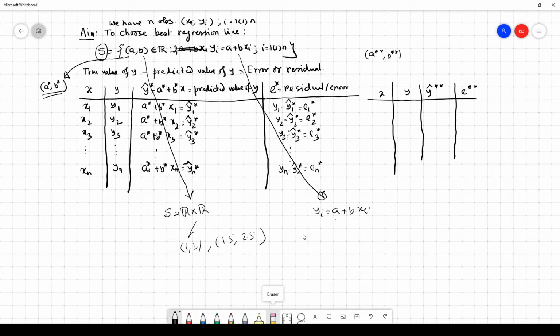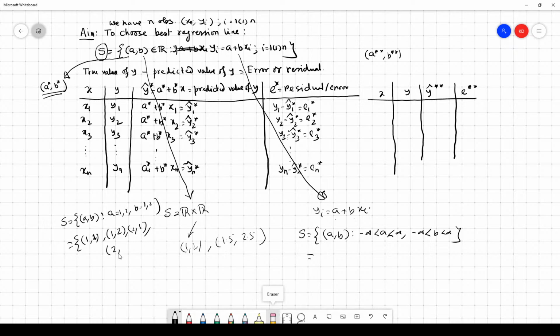S is the collection of (A, B) such that A lies between minus infinity and plus infinity, and B also lies between minus infinity and plus infinity. For example, suppose A only takes 1, 2 and B only takes 1, 2. Then the pairs are 1 comma 1, 1 comma 2, 2 comma 1, 2 comma 2. This is called the Cartesian product. In that case, S contains only 4 elements. But here S contains an infinite number of elements. That means in two-dimensional space, S represents any point in the two-dimensional space. Yes or no, right? Please respond.